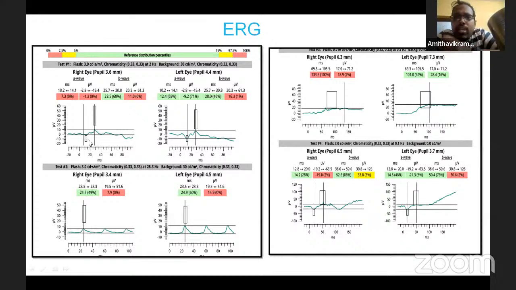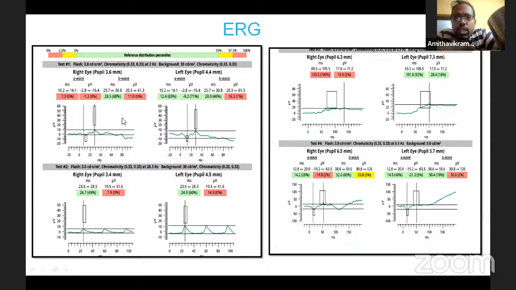Whatever the patient values are, they are compared to that range, and based on that you can see the classification, whether it is in the red range or in the green range. Values that match the reference are highlighted in green, and those at the border, which is the 2.5% of the reference range, are marked as red. You can see the reference distribution, how they have done it, and the same way for all the other waveforms.